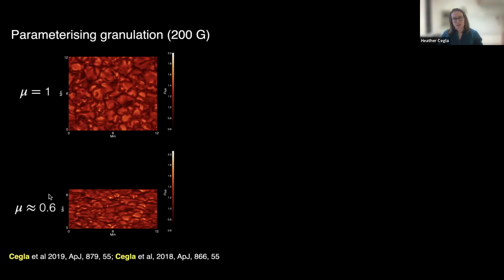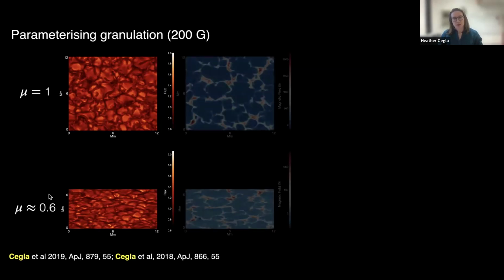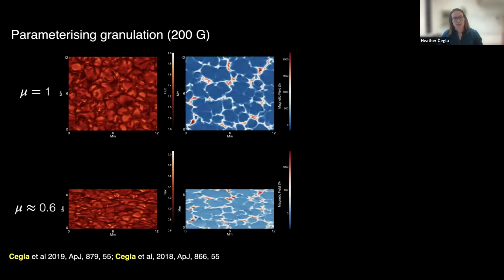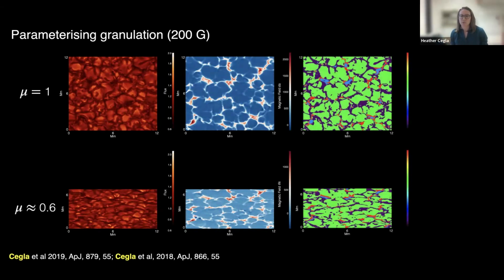And you can see this is just an example in continuum. And then this is what it looks like in magnetic field, where the granules have advected the magnetic field into the lanes, and you can get concentrations of up to 1 kilogauss or more. And then you can see the granules themselves are pretty much non-magnetic, which breaks us down into these 4 different components when you do this thresholding.